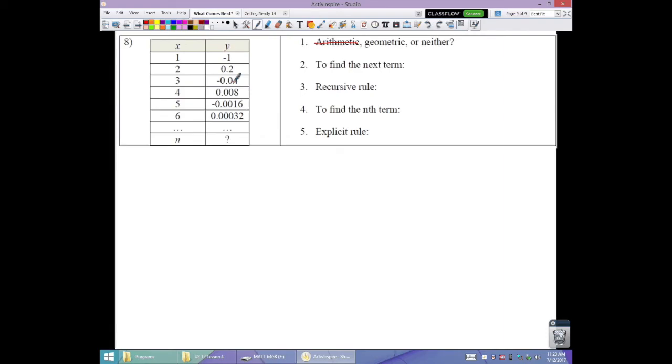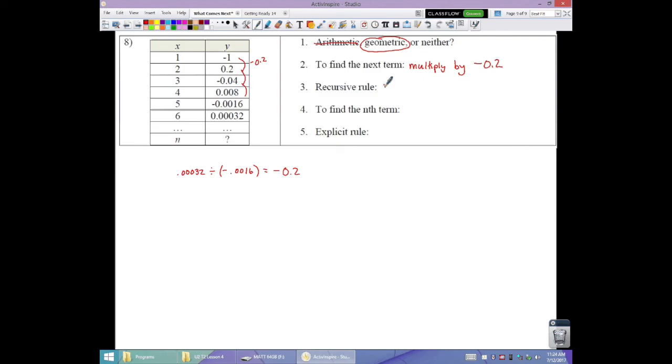So let's see what we are actually multiplying by. So starting from the back, 0.00032 divided by negative 0.0016 is negative 0.2. So our multiplier is negative 0.2. So we are geometric. To find the next term, we will multiply by negative 2/10 or 1/5.